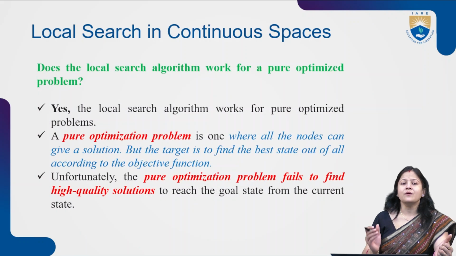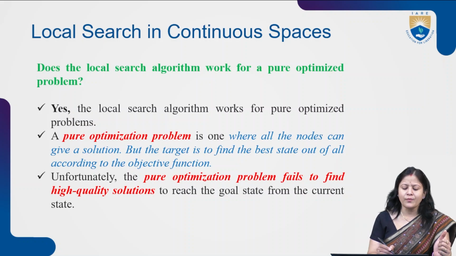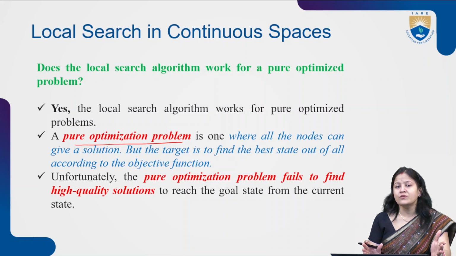Now one question comes to our mind, right? Does the local search algorithm work for pure optimization problems? Definitely yes. The local search algorithm works for pure optimization problems. So what is the meaning of a pure optimization problem here? It is one where all the nodes can give the solution, but the agent has to find the best solution out of all of them according to the objective function. Unfortunately, the pure optimization problem fails to find a high quality solution to reach the goal state from the current state.